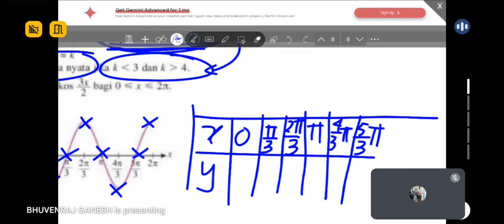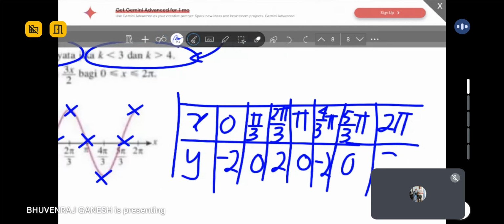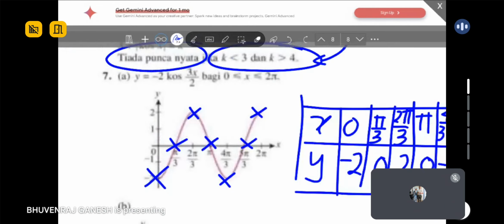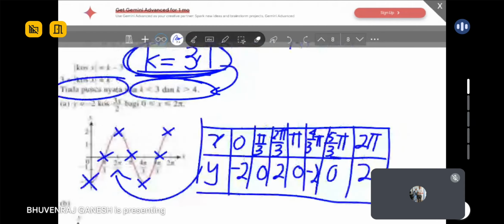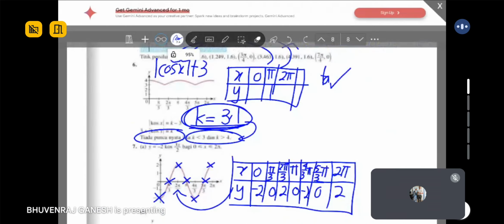So you plot all the values. Just put in all the values. You can see your Y answers: -2, 0, 2, 0, -2, 0, 2. So for those asked how to draw the graph, you must get this table. You must get a table like this, then transfer all the information into the graph. Are you clear? 7A? Very easy. Just use the calculator. Just press the calculator. Alright.